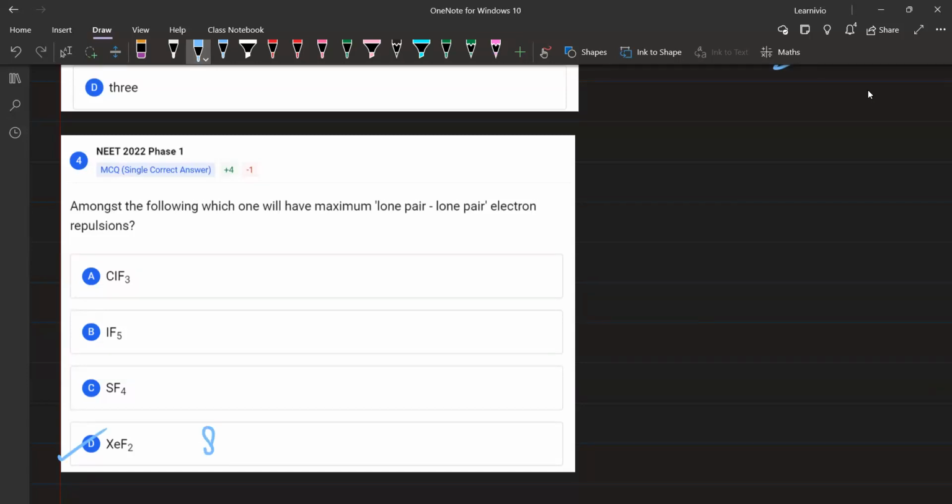How many lone pairs? Xenon is going to have 8 valence electrons minus 2 because 2 electrons are being used for bonding, and it will be 6 by 2, that's equal to 3. SF4 में you will have one lone pair. IF5 में you will be having one lone pair. ClF3 में we saw that it is going to have two lone pairs.